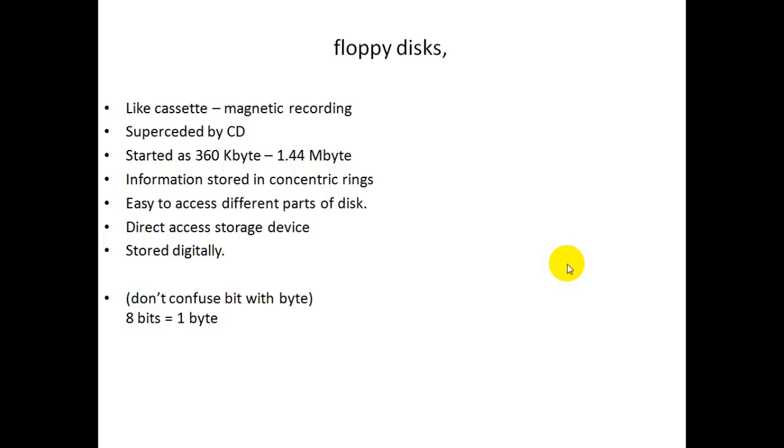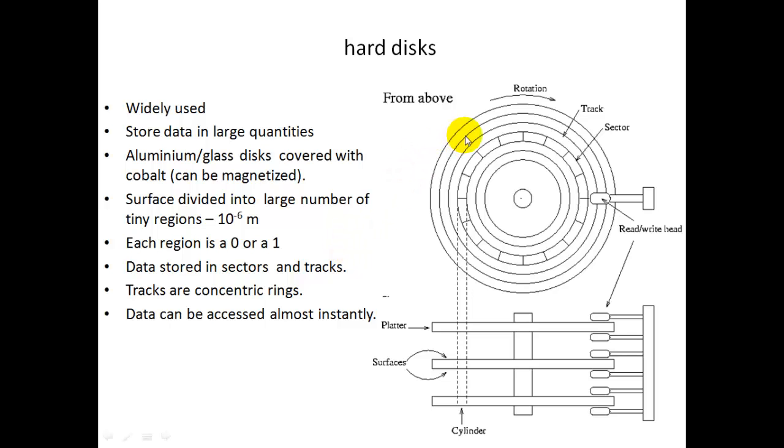Floppy disks, this is stored in the same way, but it's not stored in an analog way, it's stored digitally. There's random access, which means it's easy to access any part of the disk. A hard disk is a similar kind of thing. This is used in computers.